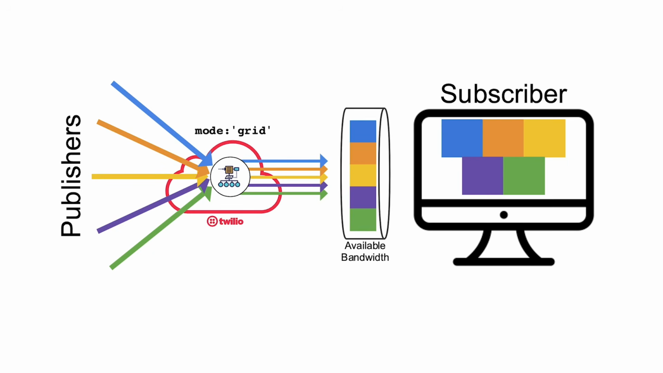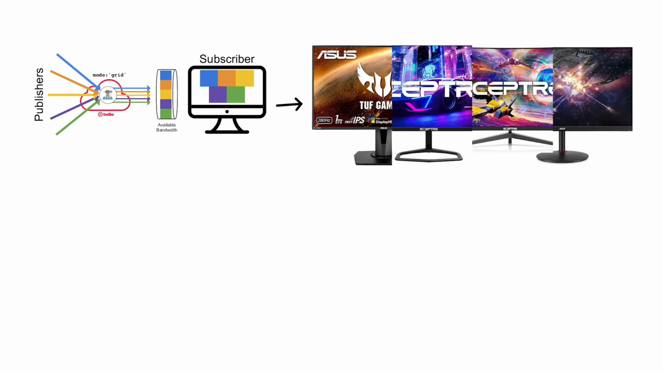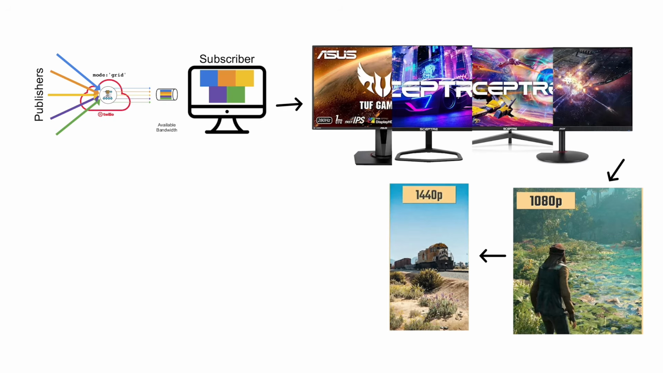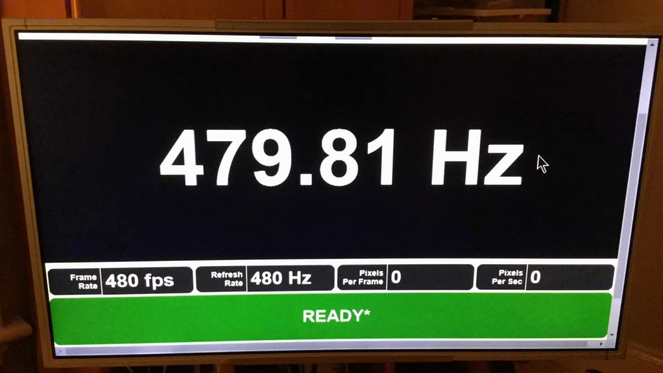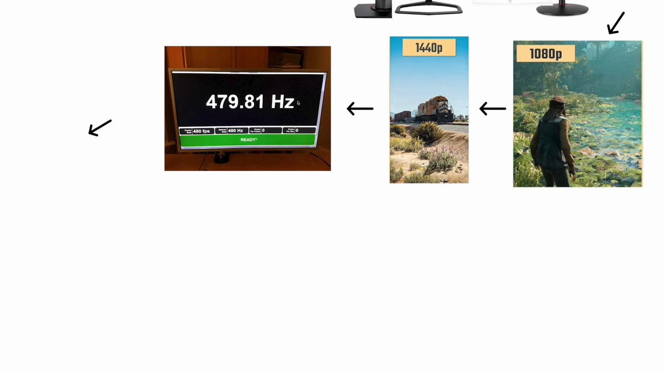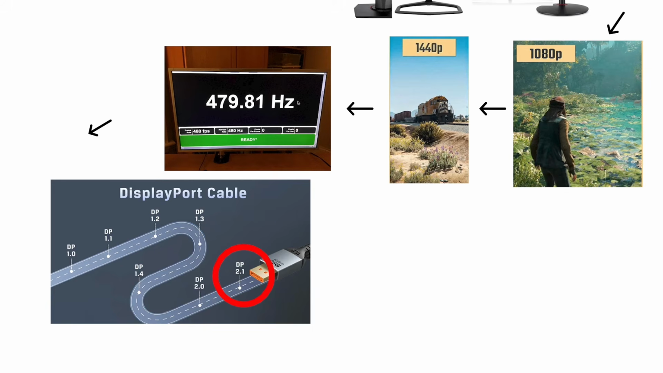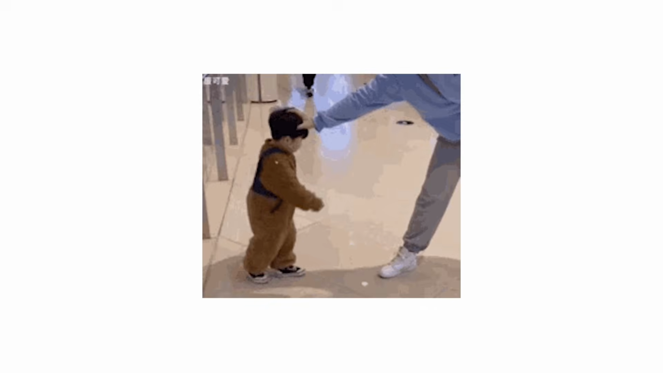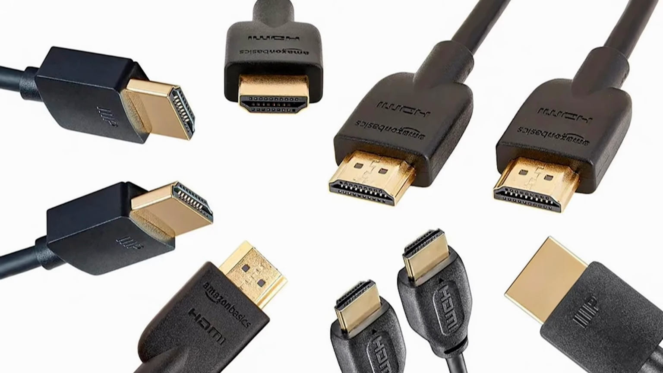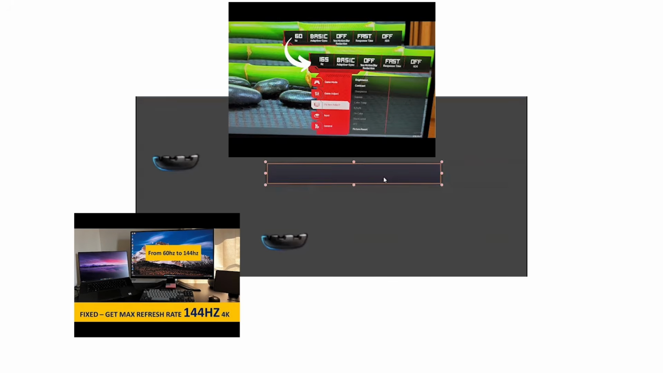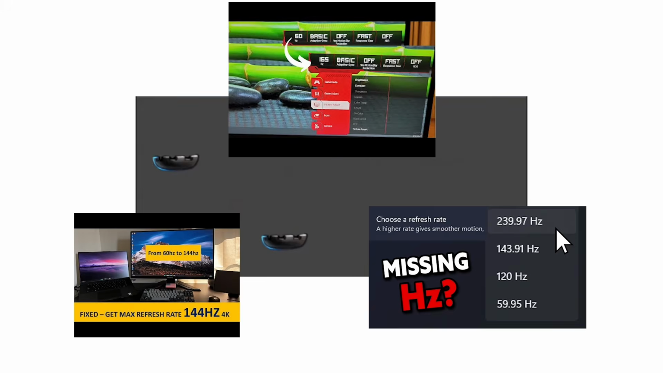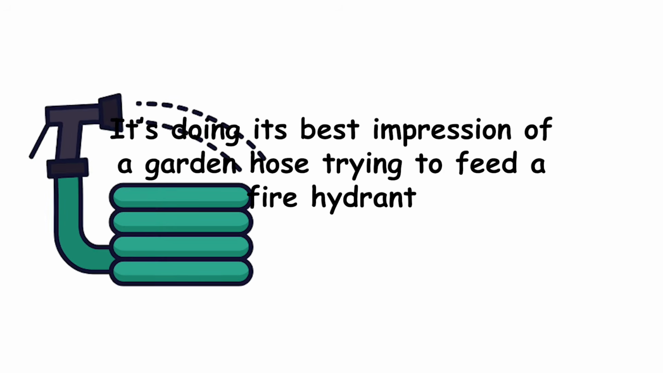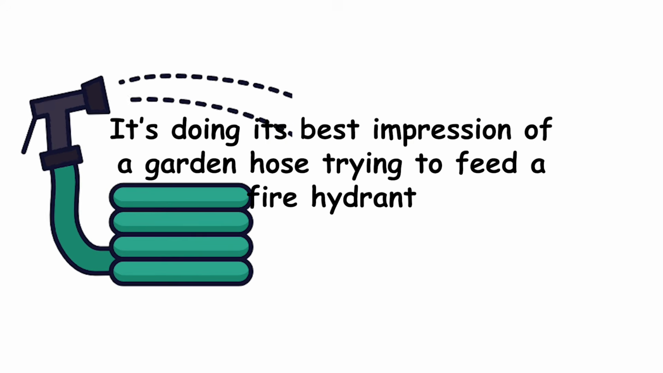Bandwidth also explains why most ultra-high refresh monitors stick to 1080p or 1440p. Pushing 480 Hz at 4K would exceed even DisplayPort 2.1 limits without heavy compression, which current GPUs aren't built to handle efficiently. In short, until cables and interfaces evolve again, physics dictates that resolution and refresh must compromise. So if your monitor ever refuses to hit its advertised refresh rate, don't blame the panel, blame the wire. It's doing its best impression of a garden hose trying to feed a fire hydrant.